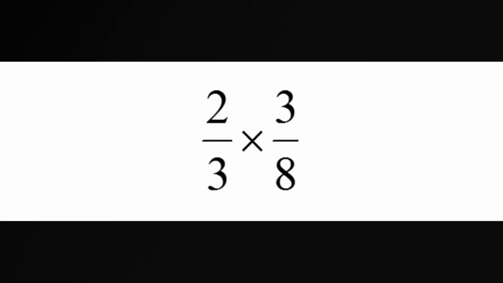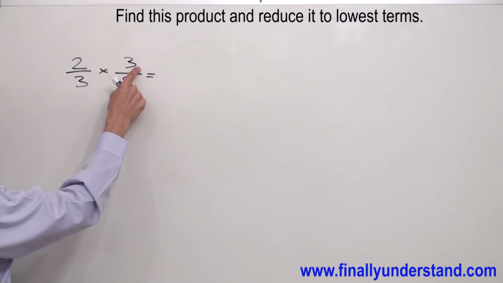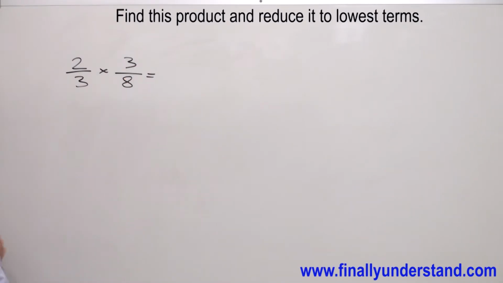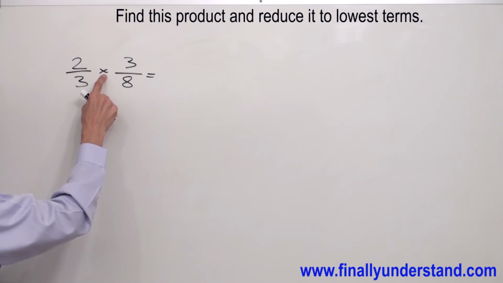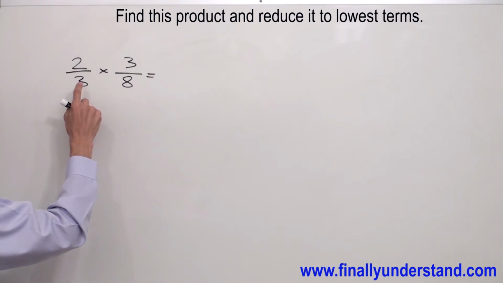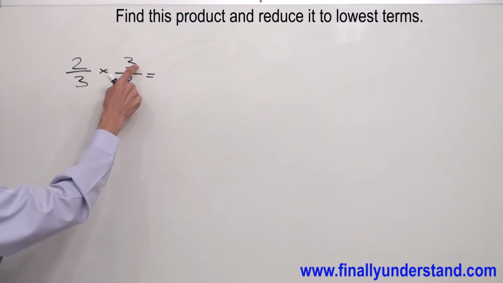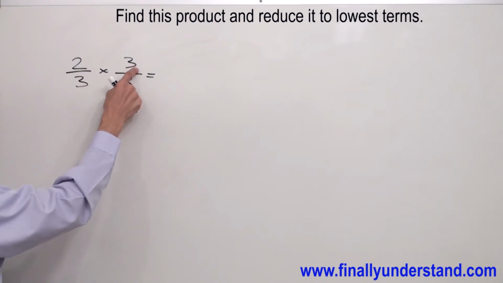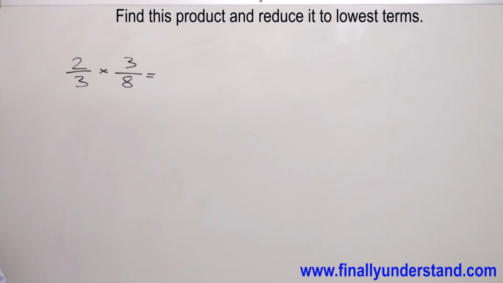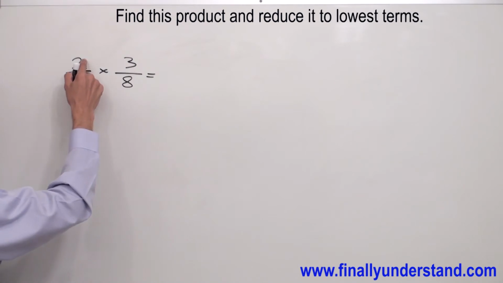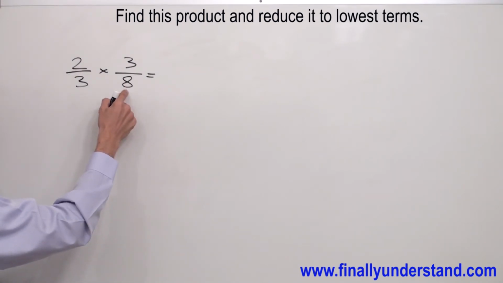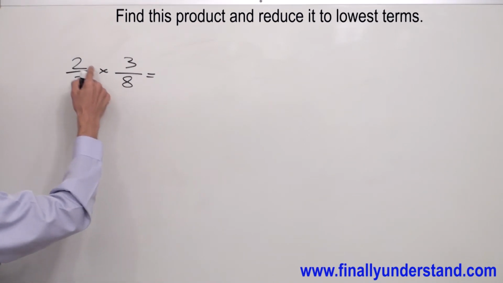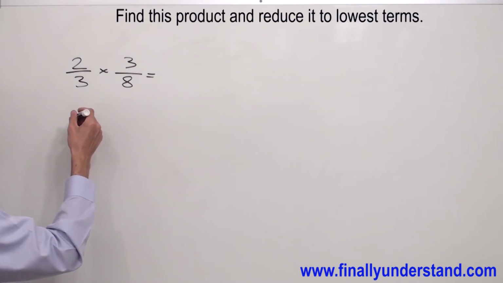Please notice that we have 3 in the denominator of the first fraction and 3 in the numerator of the second fraction. Remember that anytime we have multiplication, we can reduce the denominator of the first fraction with the numerator of the second fraction. Also, we have 2 in the numerator of the first fraction and 8 in the denominator of the second fraction. Again, when we have multiplication, we can reduce these two numbers also by 2.